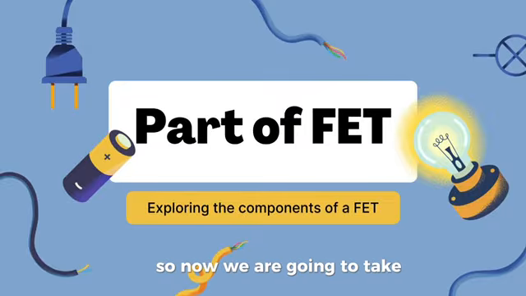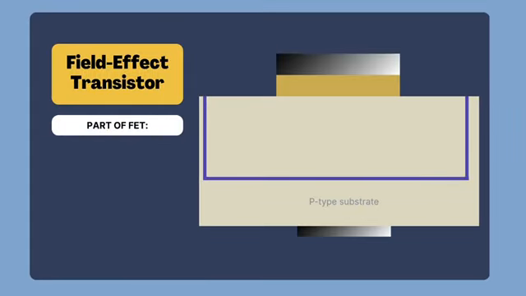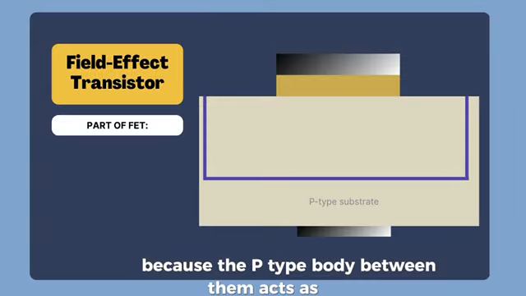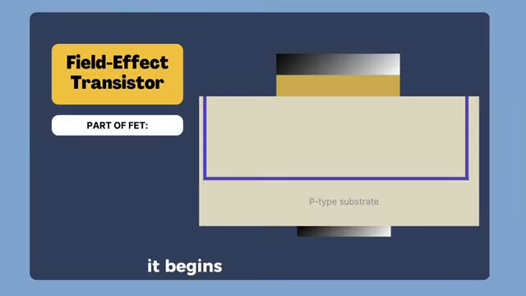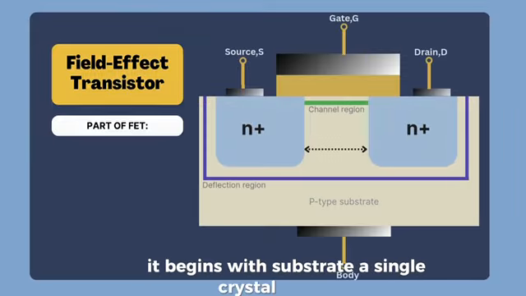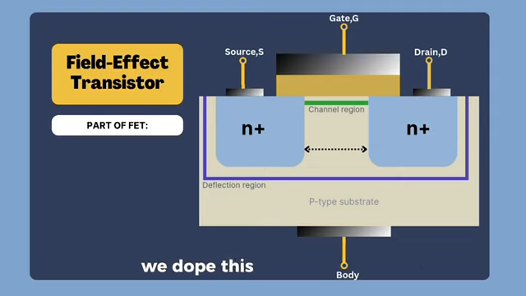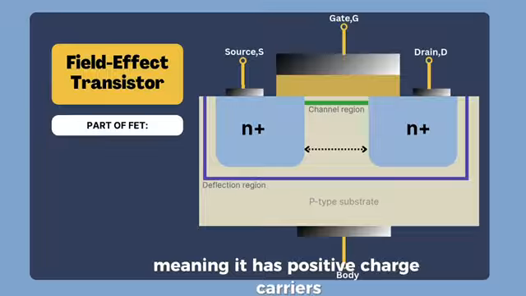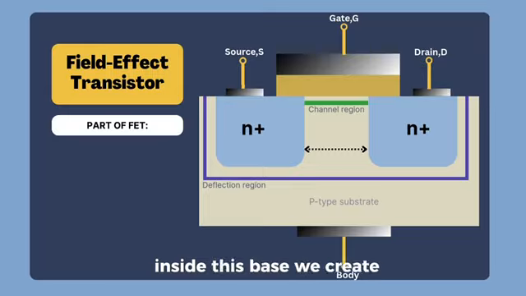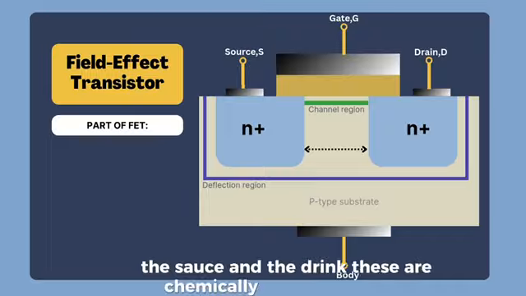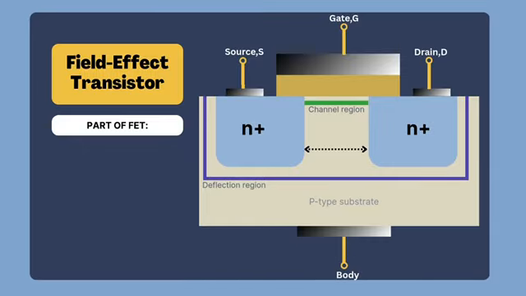So now we are going to take a look into the parts of the FET. Normally, current cannot flow from source to drain because the p-type body between them acts as a wall. It begins with the substrate, a single crystal of silicon. We dope this with boron to make it p-type, meaning it has positive charge carriers. Inside this base, we create 2 reservoirs, the source and the drain. These are chemically altered to be n-type, meaning they are rich in electrons.